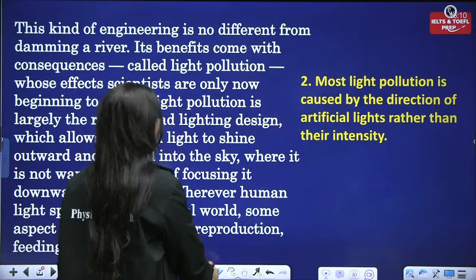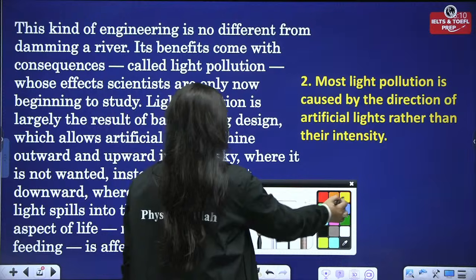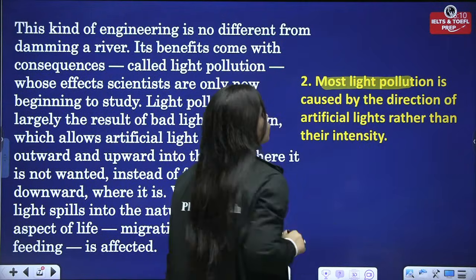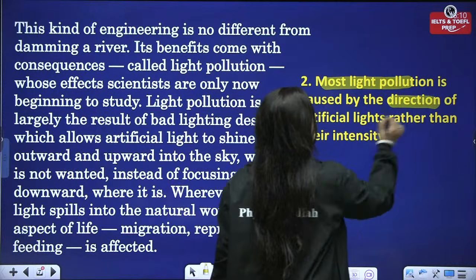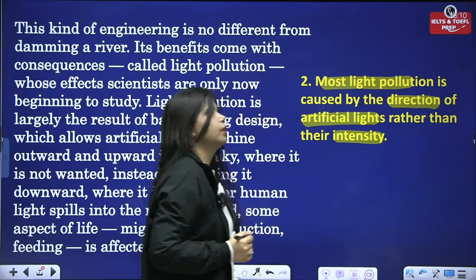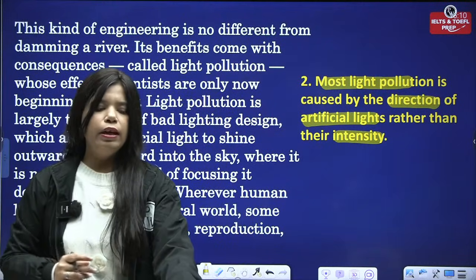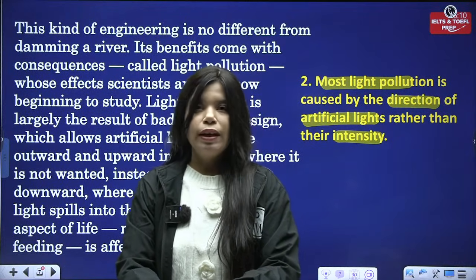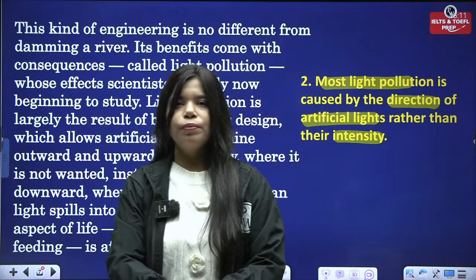And here you go. So it says, most light pollution is caused by the direction of artificial lights rather than their intensity. So see what it says, and we'll discuss your answers at exactly 4:12. You got 2 minutes, off you go.